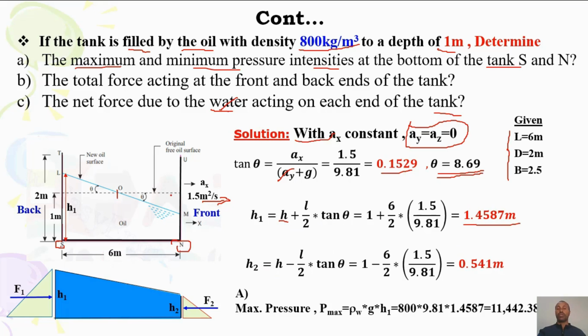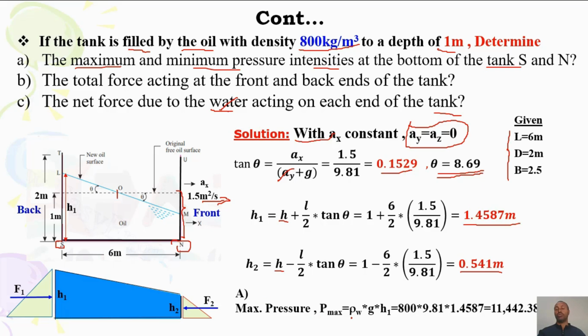H2 is, since it is dropped in elevation, you have to subtract from the original H. The original H is from here up to here, which is 1 meter. So H minus L over 2 tan theta will be this value. So 0.541 will be the second depth, which is H2, the front face.